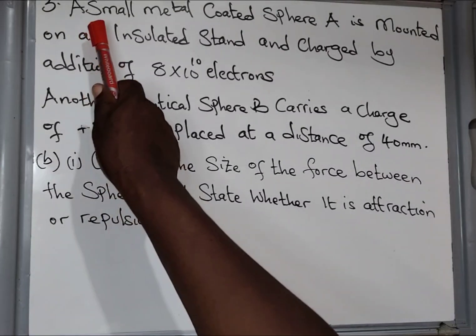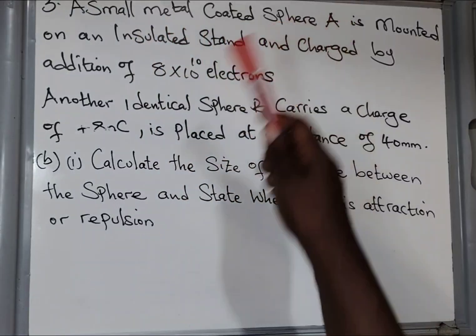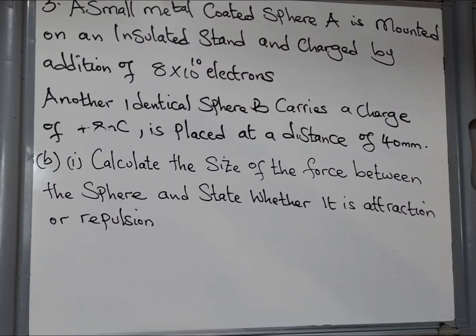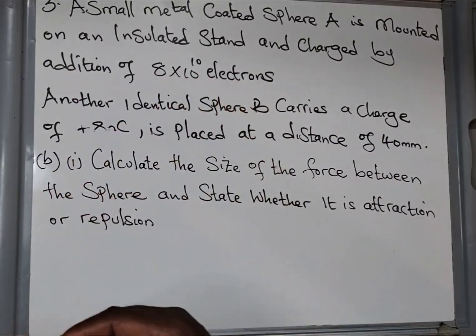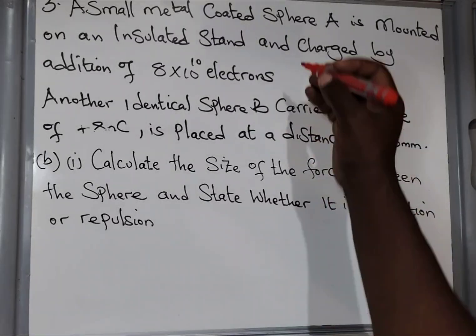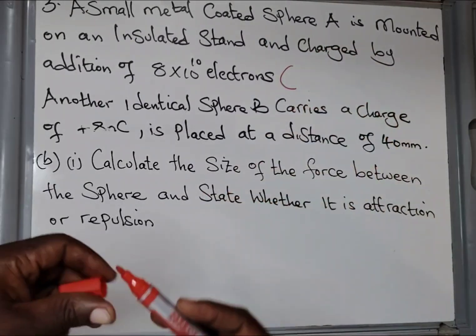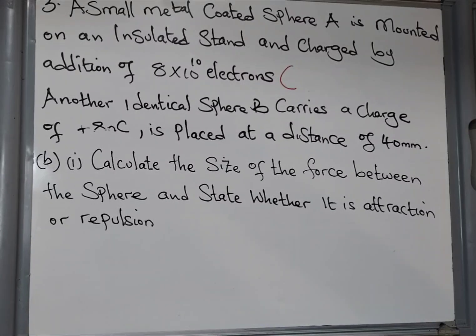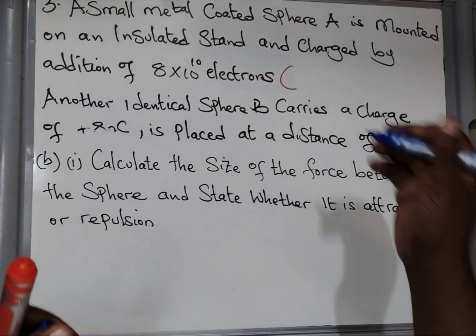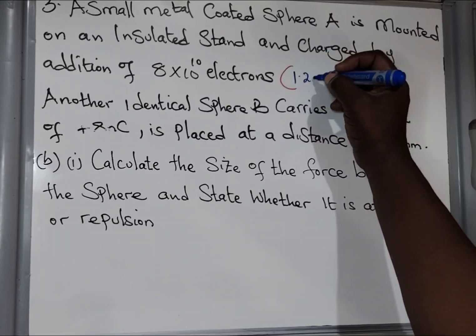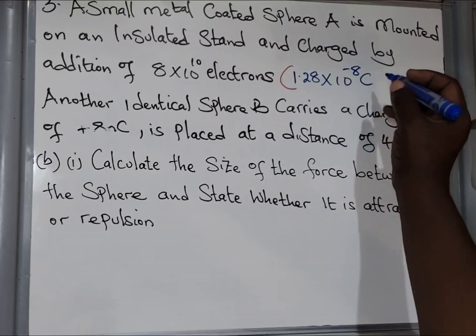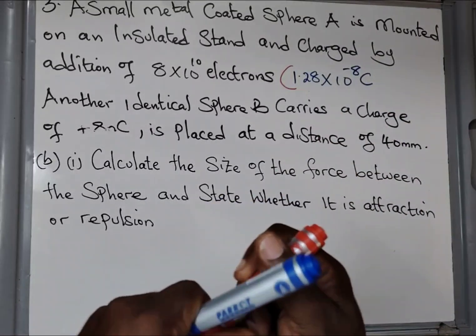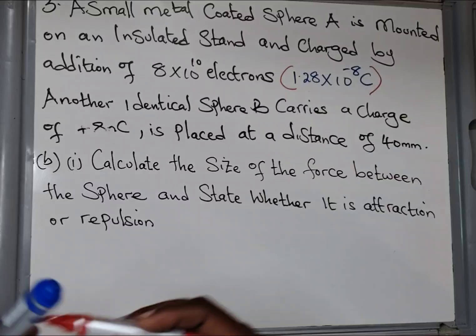Yes, we still continue with the question. It says a small metal-coated sphere A mounted on an insulated stand is charged by the addition of this number of electrons. And from the previous video, we saw that when this sphere acquired electrons, it gained a charge of 1.28 times 10 power minus 8 Coulomb. That's the charge attained by sphere A.